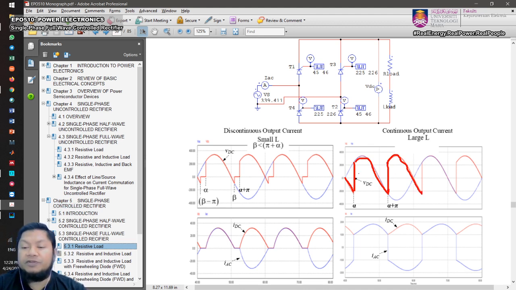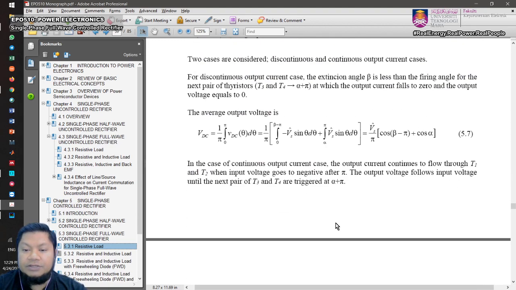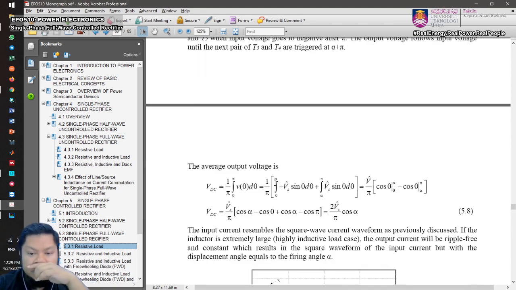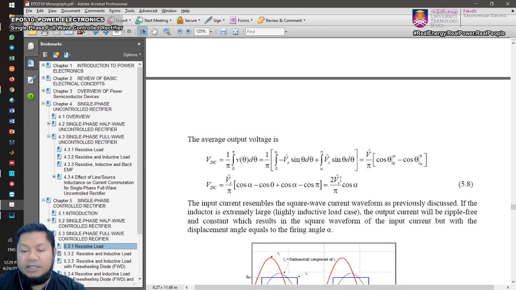Right? So this is your output voltage, and therefore if you want to get the average of the output voltage, you're going to integrate from 0 to alpha, and then from alpha to pi. There are two integrals, right? So if you look at this, you can get the integral from 0 to alpha of minus v peak sine theta d theta, and then you have another integral from alpha to pi of v peak sine theta. Solve for that, and you will get the equation of 2 v peak over pi cos alpha.